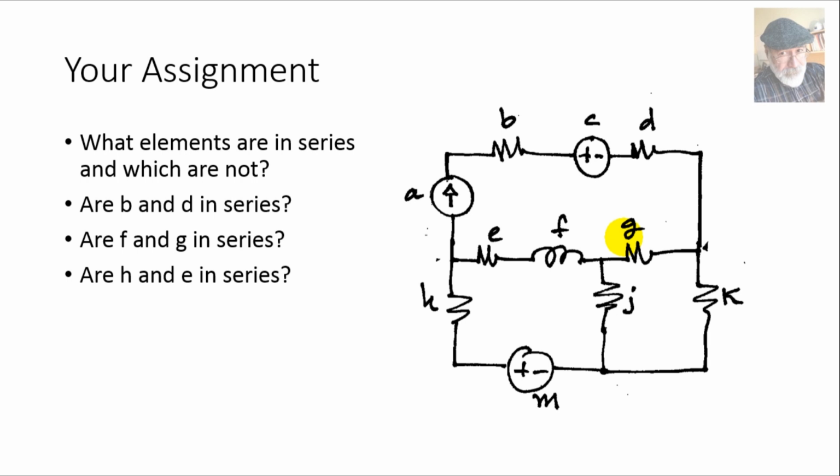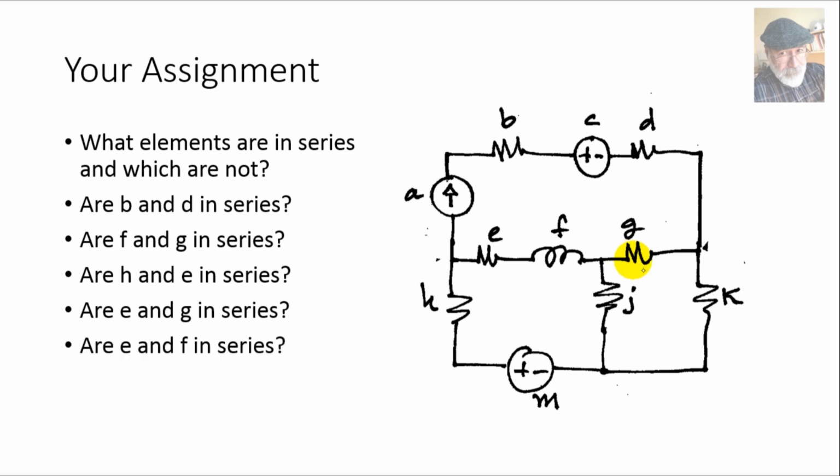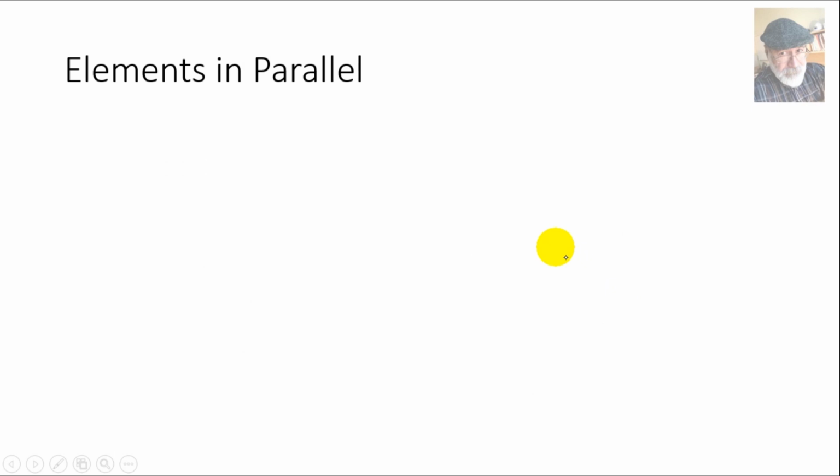How about H and E? This H and this E, are they in series? No, they are not. They are in different branches. E and G, this one and this one here, are they in series? No, they are not. They are in different branches. They are not in series. E and F? E and F, yes, they are in the same branch, so they are in series.